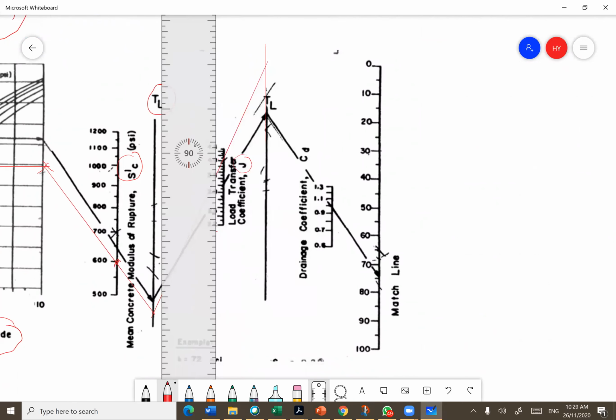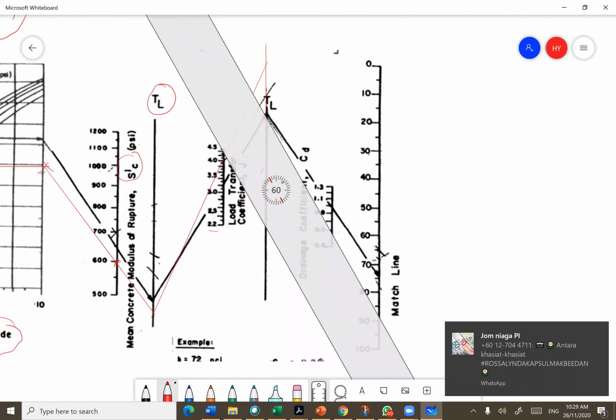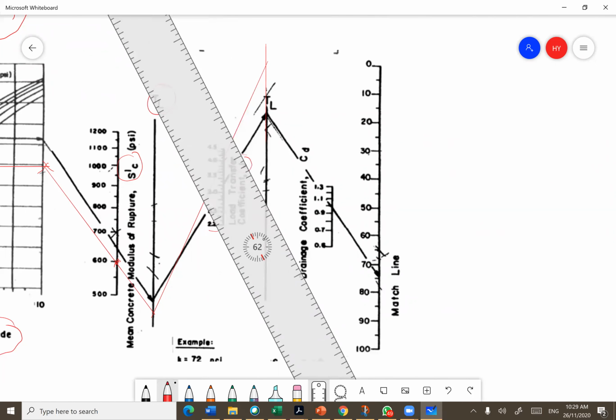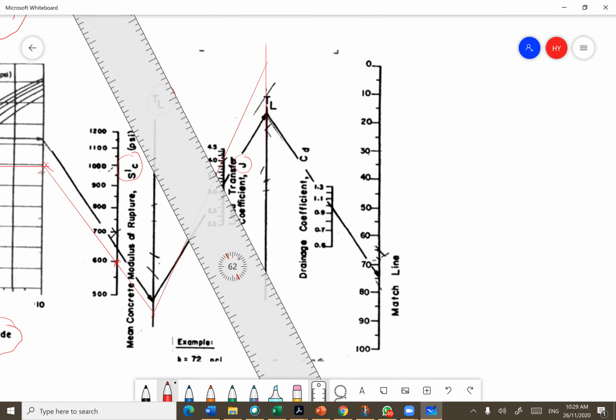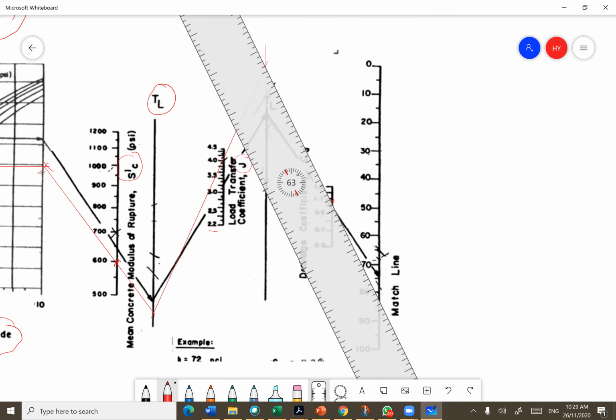Yes. Okay. Right, next is drainage coefficient. What is the drainage coefficient? 1.1. Okay. So roughly here, 1.1. Right? If you look here, the scale is 0.6, 0.7, 0.9, 1.1, 1.3. Almost 1.1. So we nearly go to here, somewhere. Okay, just 1.1.